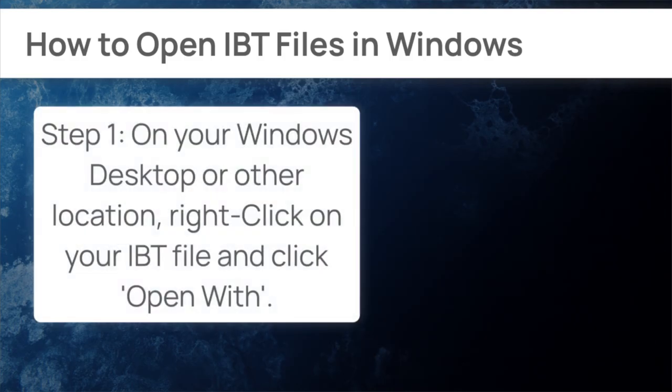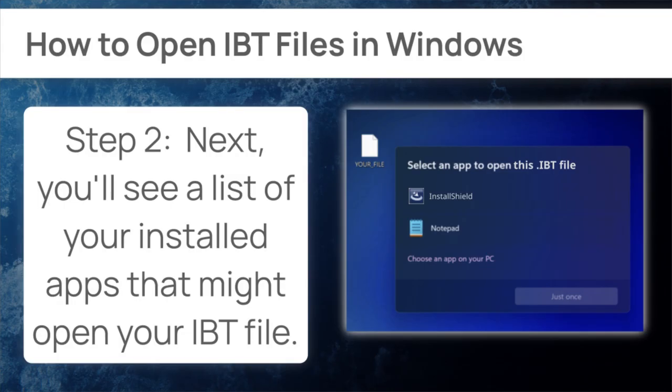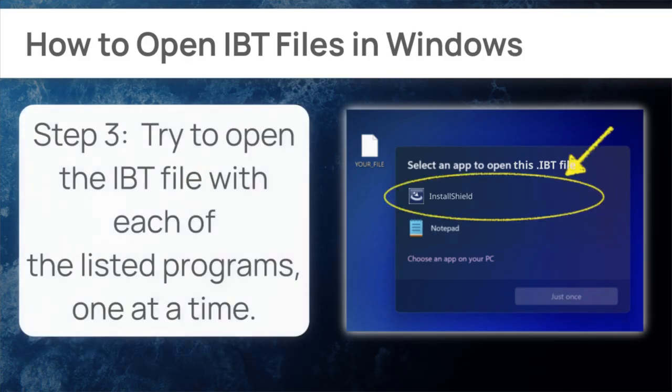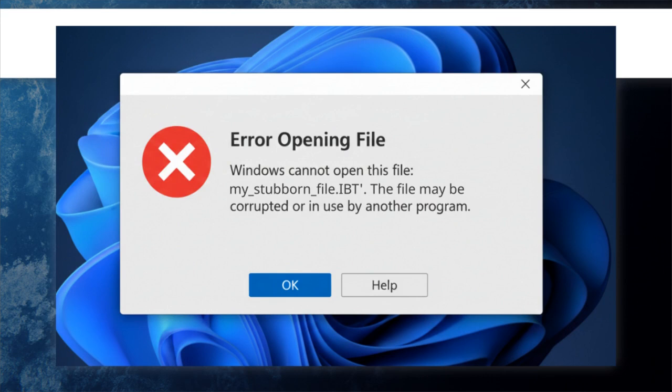Your key initial action: right-click the IBT file and select Open With. If InstallShield is installed, use it. If not, choose another program. Continue testing until the IBT file opens. If you still can't open the IBT file, it's okay.